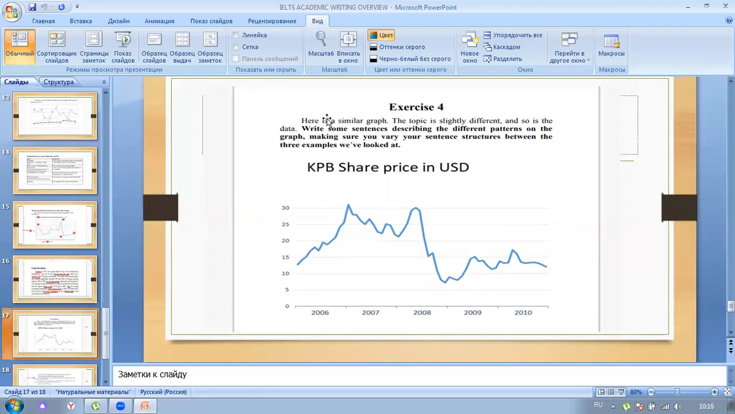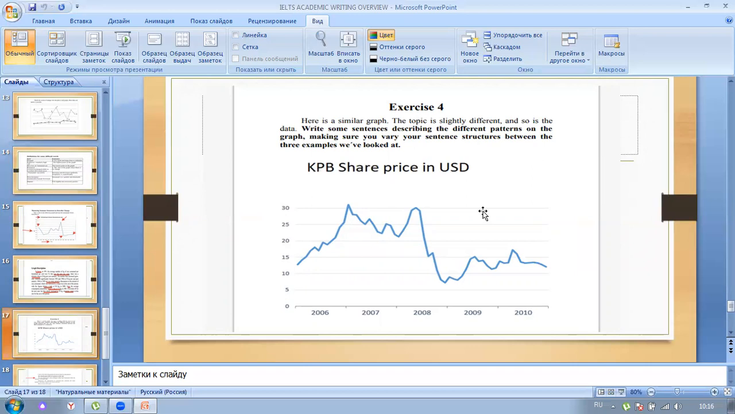So this is for a similar graph. The topic is slightly different. Okay, the topic is share price in USD. Okay, we don't know what this one means, so we're going to write chocolate price in USD. Okay, chocolate price. Chocolate price in USD.